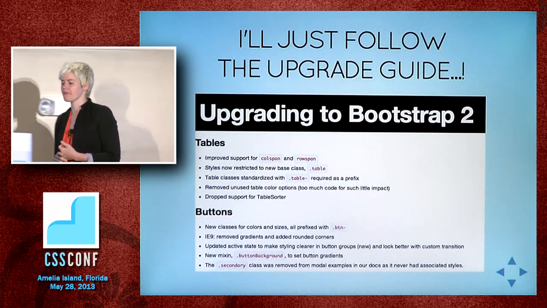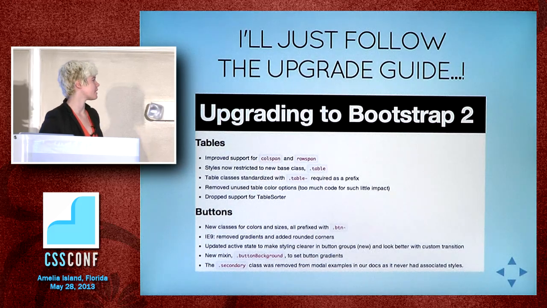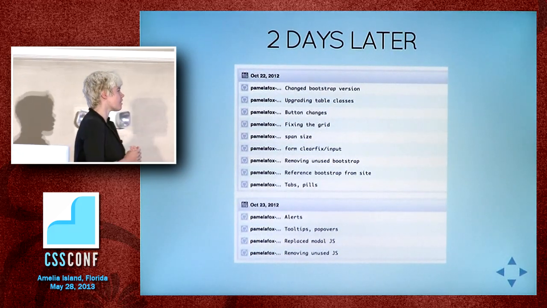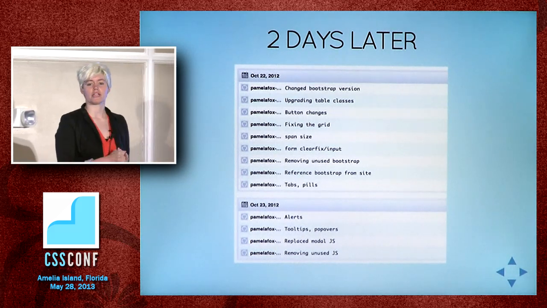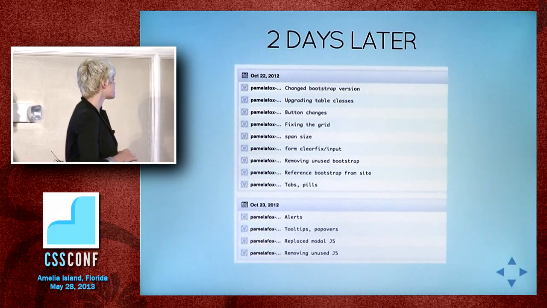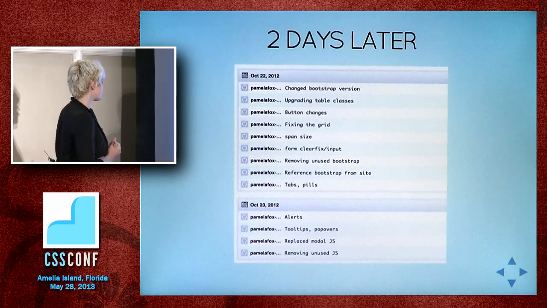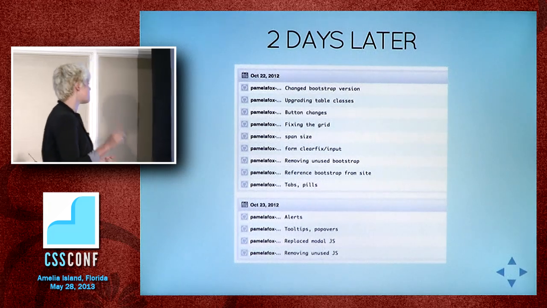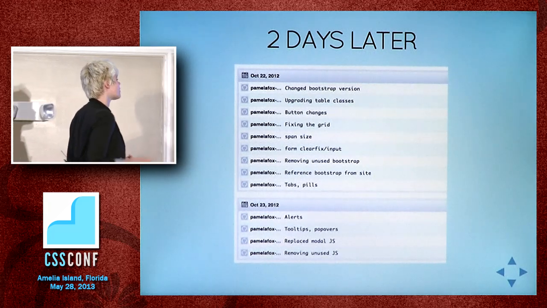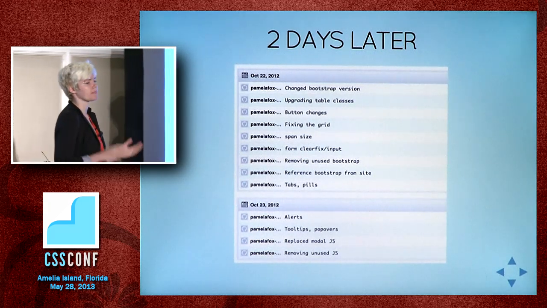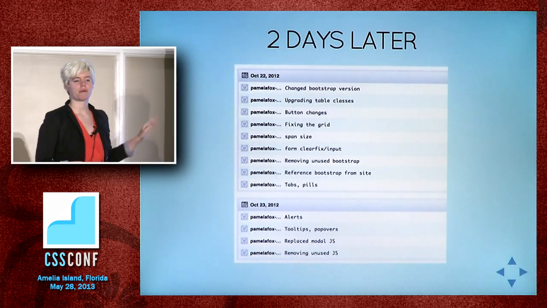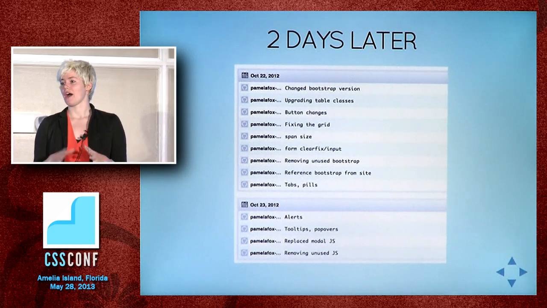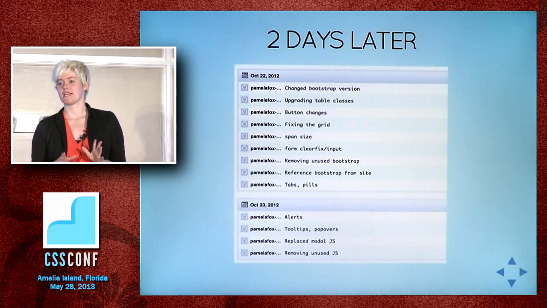So I started following it, right? Which mostly meant looking for class names and replacing them with new class names. So first thing I realized was that it was going to take me longer than a train ride. Right? So 2 days later, you can see all my commits over 2 days. I was basically going through each of the different parts of Bootstrap. So upgrading the table, and then the button, and then the grids, and then the forms, and then the tabs, the pills, the alerts, the popovers, right? Just going one by one through the guide. But after 2 days, I realized that this was not a job for a train ride. This was going to take me a bit longer.